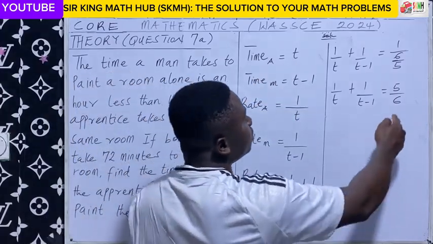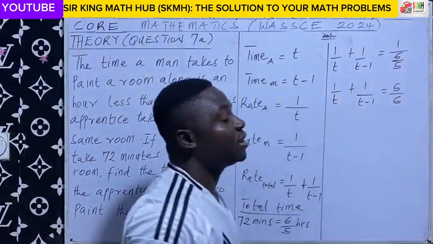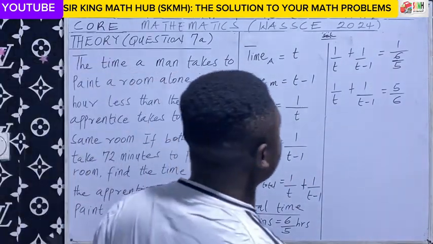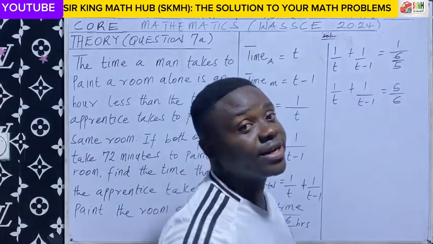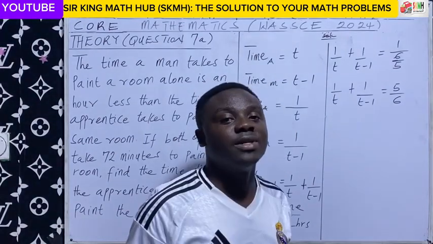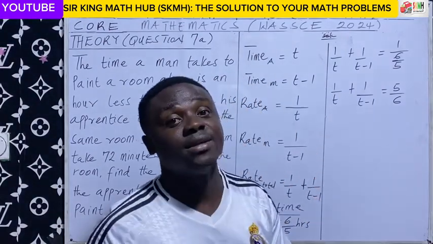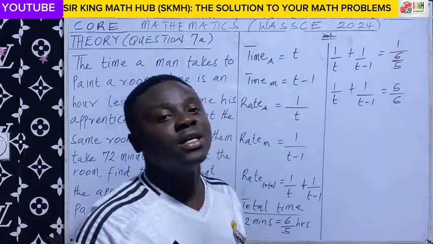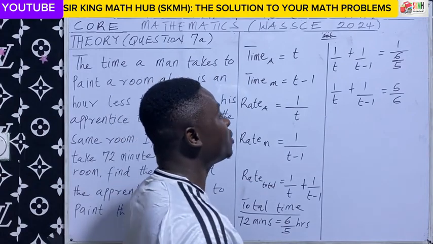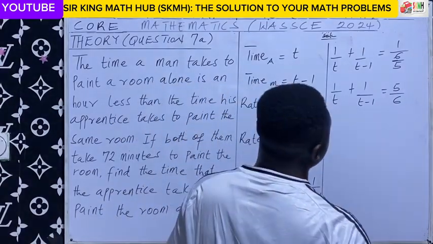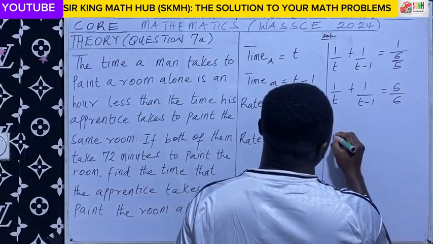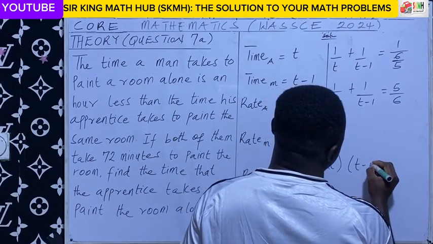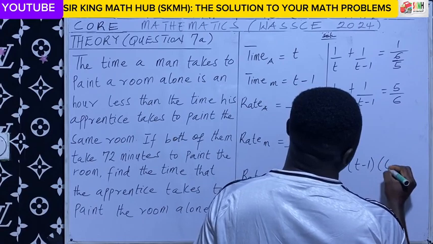So how do we do that? We need to solve this equation. Now how do we solve this equation? First of all, we need to eliminate the fraction. So how do we eliminate the fraction? By multiplying each term by the LCM. We have 3 terms here, 1, 2, 3. So we're going to multiply each term by the LCM. So what will be the LCM? The LCM here will be t, t minus 1, and then 6.